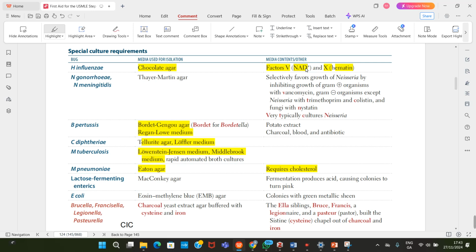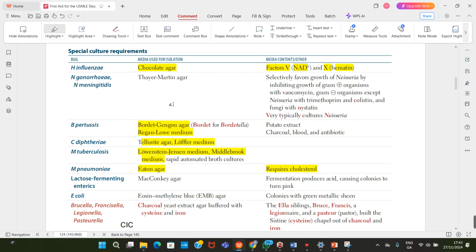Very, very important stuff we should not forget. NAD plus and MRT, factor 5 and factor X. Selective medium, because we are selectively putting some things that can only allow Haemophilus influenzae to grow.